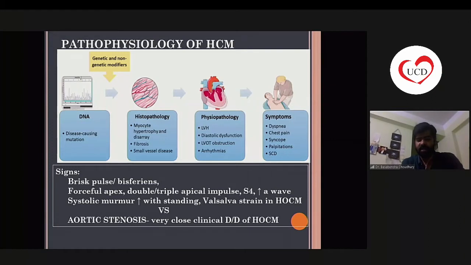A close differential diagnosis is valvular aortic stenosis, which also presents with similar symptoms. The systolic murmur in HCM with LVOT obstruction increases with standing and maneuvers like Valsalva strain, unlike that in aortic stenosis, and also the radiation of the aortic stenosis murmur to the carotids, and the anacrotic pulse in aortic stenosis. These are some of the clinical findings which help us differentiate between the two.